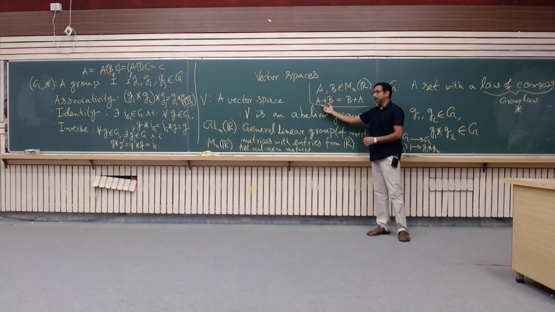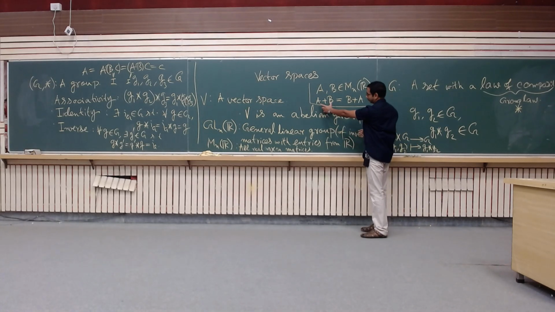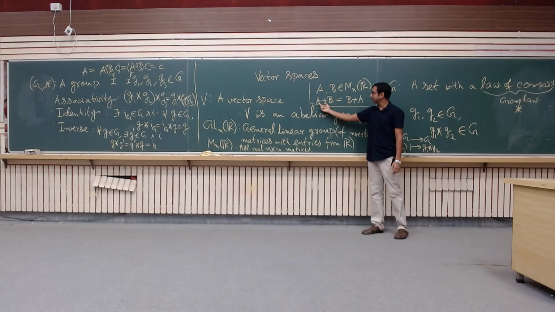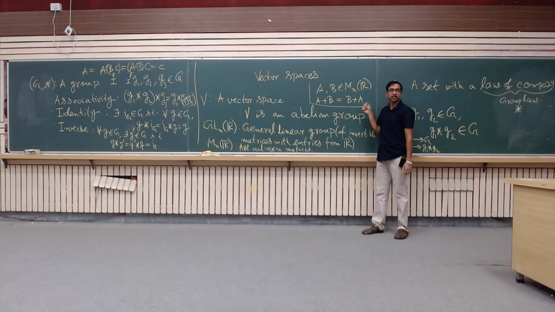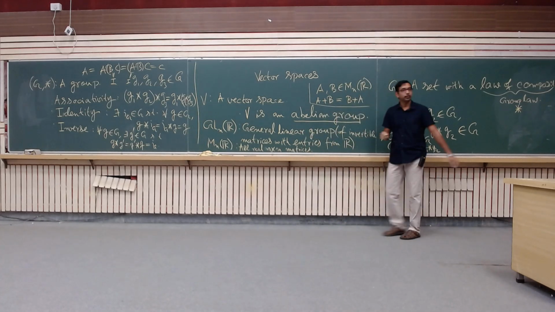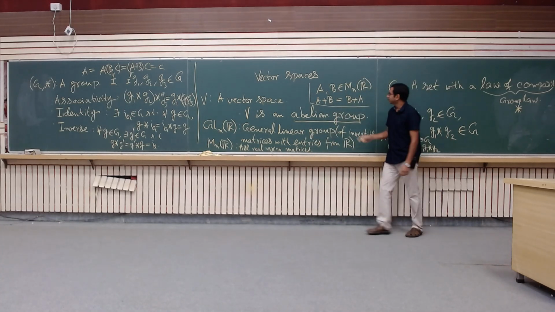What I want to say is that if it doesn't matter in which way you use the law of composition, that is whether you compose A with B or B with A, if they are giving you the same output, then you say the group is commutative or abelian. So that is the definition of an abelian group.